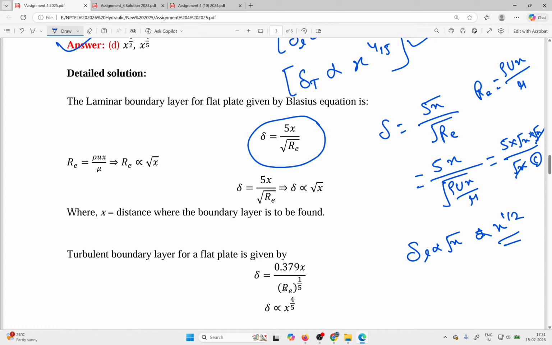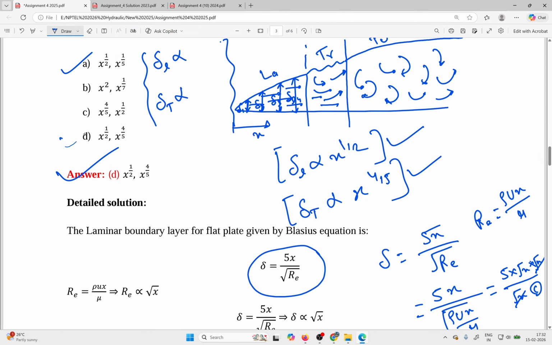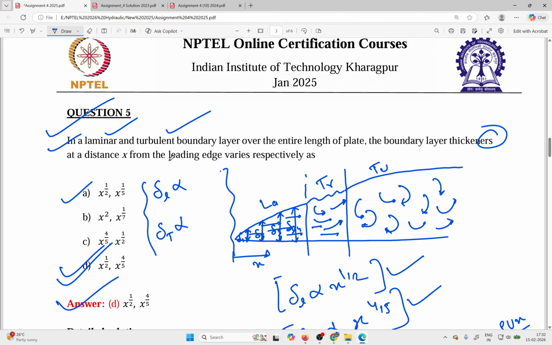Similarly here you can think like that. For this you have x to the power 1, and x to the power 1 by 5, because Re is directly proportional to x. So at the place of Re, to get the relation, you can write x to the power 1 by 5. So you can write x to the power 1 minus 1 by 5, so you will get x to the power 4 by 5. So option D is correct here. Remember, please, for question number 5.